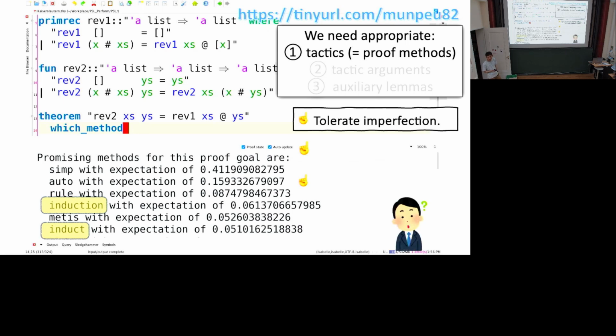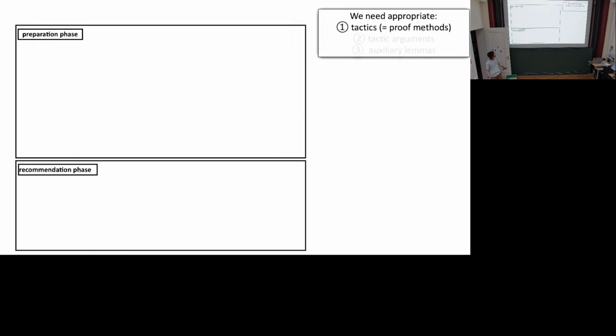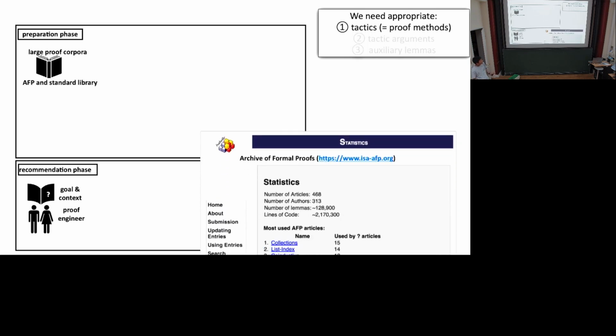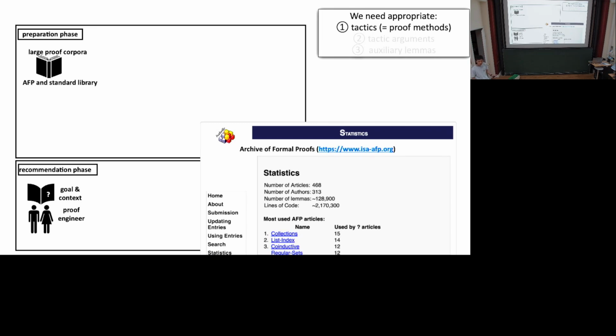And you might be wondering how it managed to make these recommendations. The tool actually has two phases: the preparation phase and the recommendation phase. In the preparation phase, basically training happens. We take existing large proof corpora. By default, we take what's called the AFP, the Archive of Formal Proofs, which is an online repository for Isabelle proofs. It has more than 300 contributors, and I took this screenshot a while ago, so probably now the size is larger.